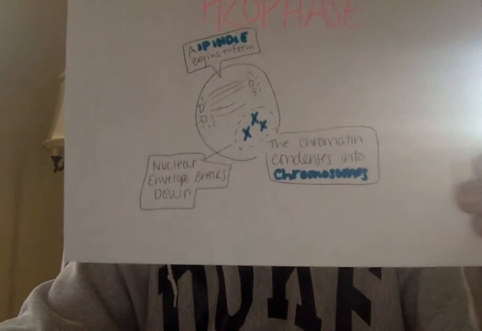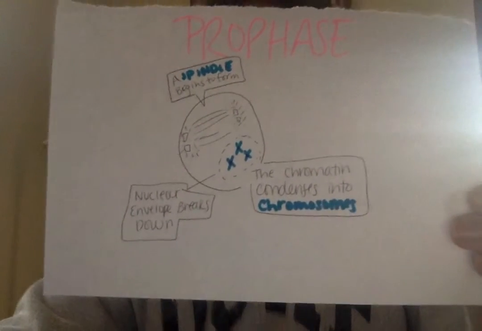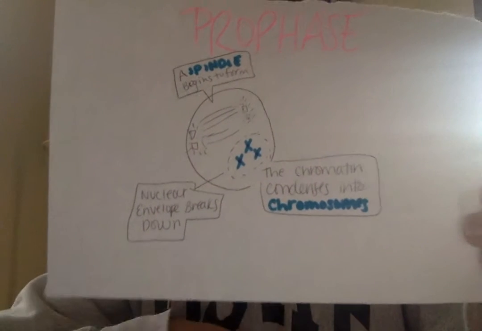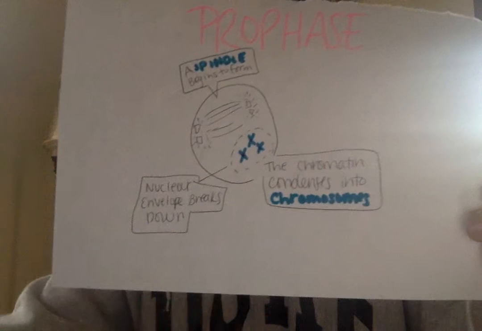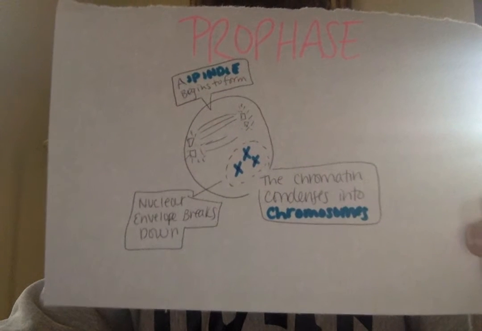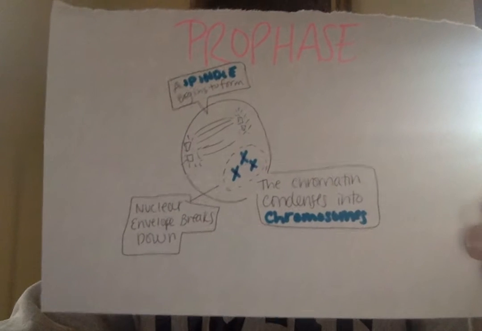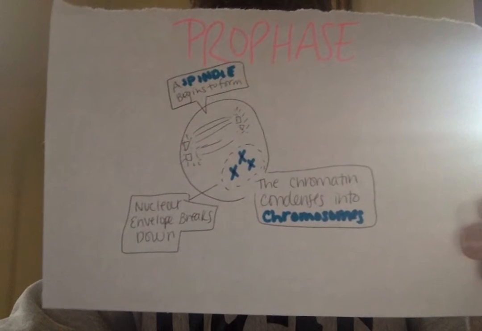The next stage is prophase. Prophase is where the chromatin condenses into chromosomes, a more compact form of DNA. The chromosomes, which are paired chromatids, are just two sets of identical DNA connected at the center by the centromere. The centrioles separate, moving to opposite sides of the cell.